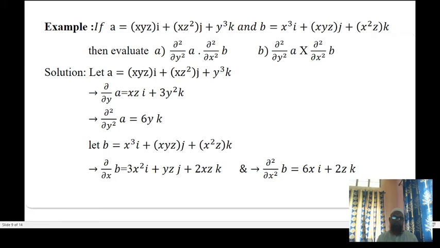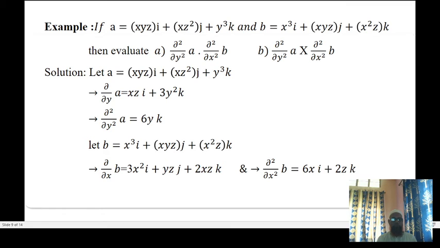Solution: let a, the given vector function, be xyz i plus xz² j plus y³ k. First we find ∂/∂y of a, which is xz i plus 3y² k. The coefficient of j is only a function of x and z, there is no y, so it is treated as constant and becomes 0. So ∂²/∂y² of a, differentiating again partially with respect to y, equals 6y k.